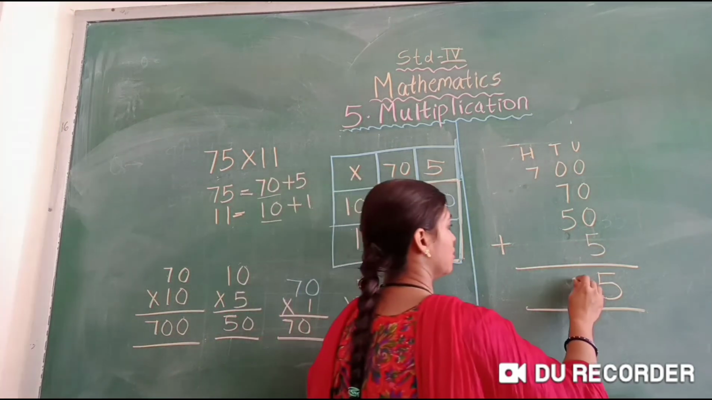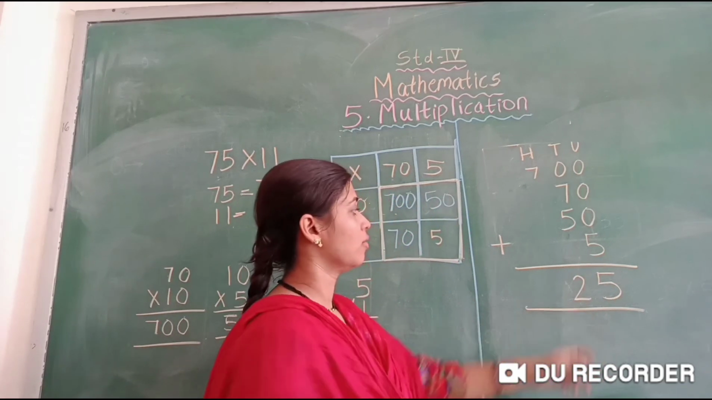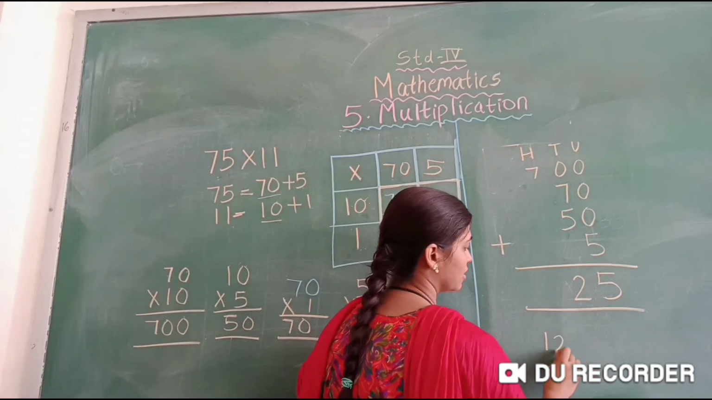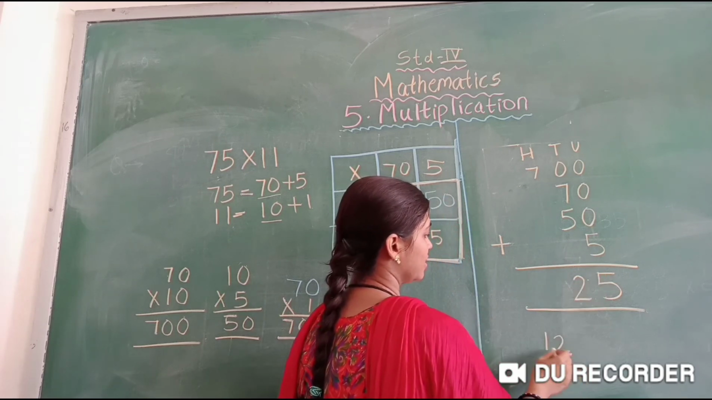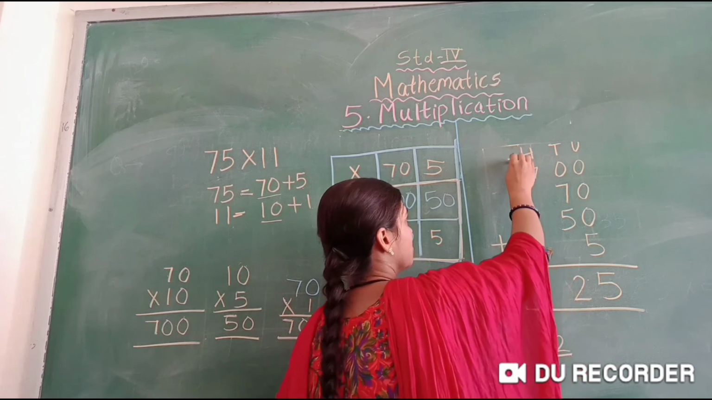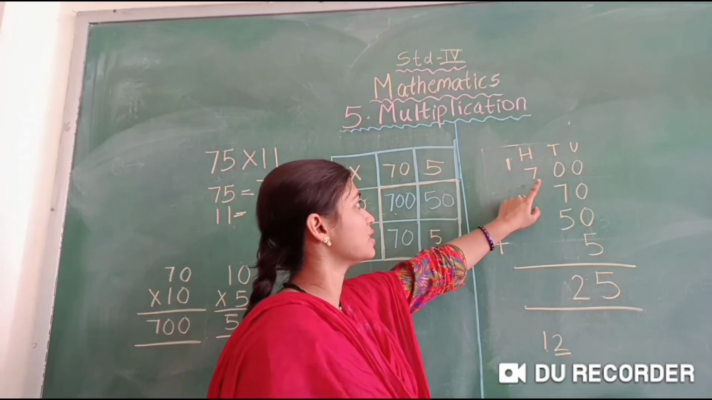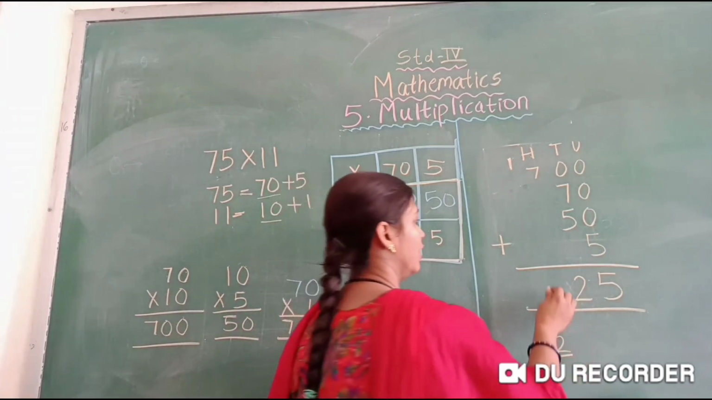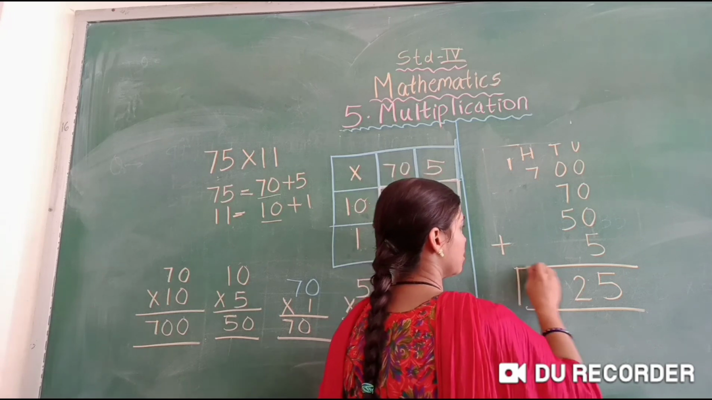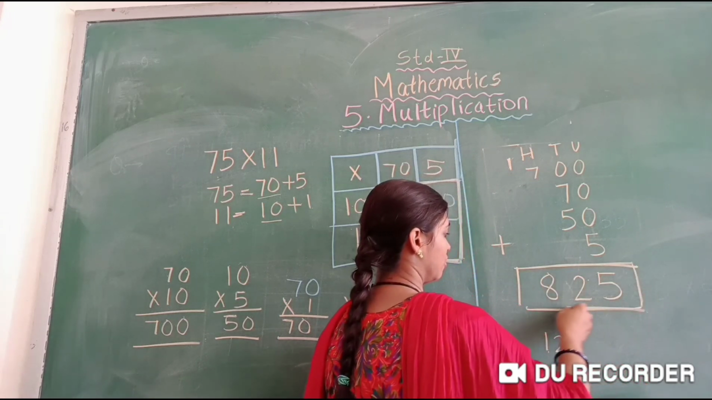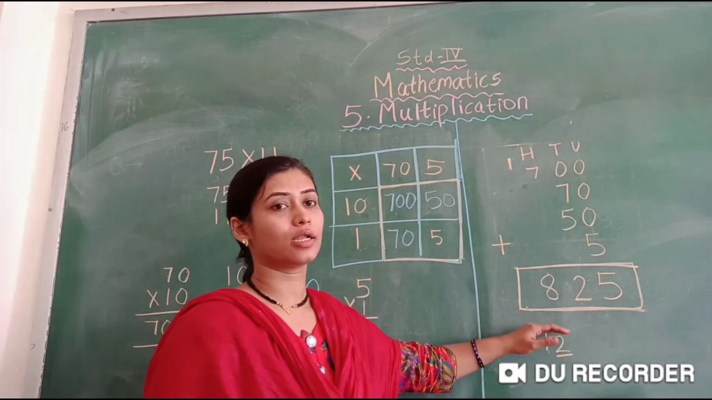In the tens place, 0 plus 7 is how much? 7, and 7 plus 5 is how much? 12. How do we write 12? In this manner. So, 2 will be written in this place and 1 will be carried over here. Therefore, 1 plus 7 is how much? 8. The answer we got here is 825.